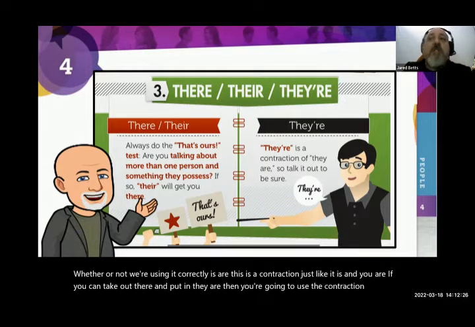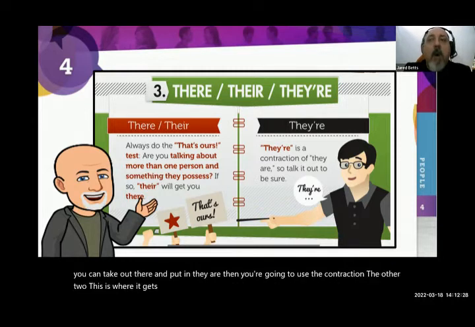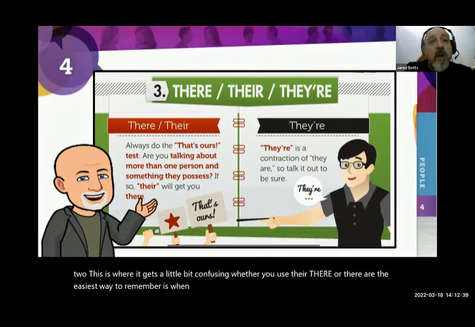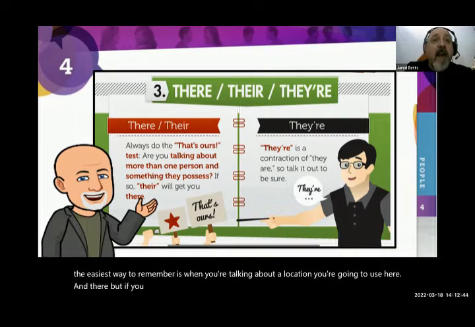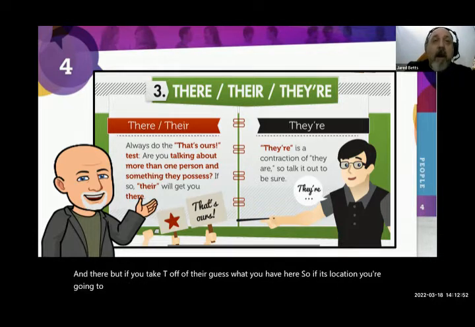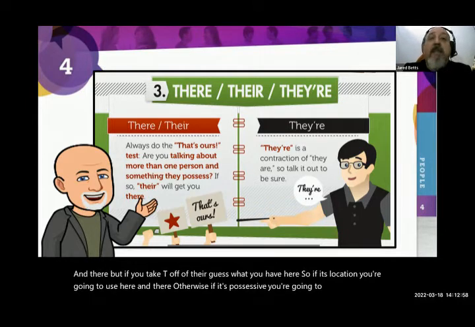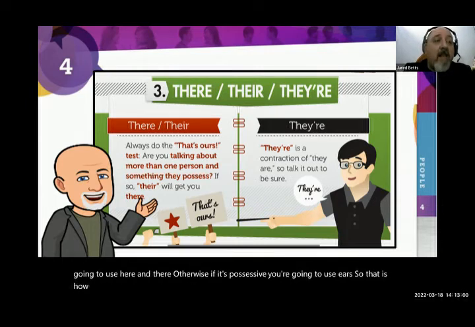The other 2, this is where it gets a little bit confusing. Whether you use there, T-H-E-R-E, or their, T-H-E-I-R. The easiest way to remember is when you're talking about a location, you're going to use here and there. But if you take the T off of there, guess what? You have here. So if it's location, you're going to use E-R-E, here and there. Otherwise, if it's possessive, you're going to use E-I-R. So that is how you distinguish there and their, easiest way to do it.